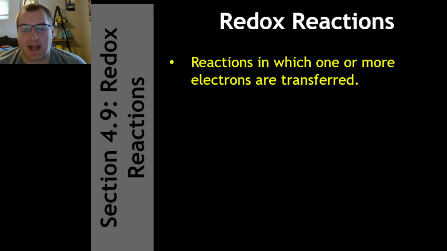A redox reaction is a reaction in which electrons are transferred from one compound or one atom to another. Electrons are being moved around in this chemical reaction. This happens in a lot of different types of reactions, and we're going to learn how to identify it today.